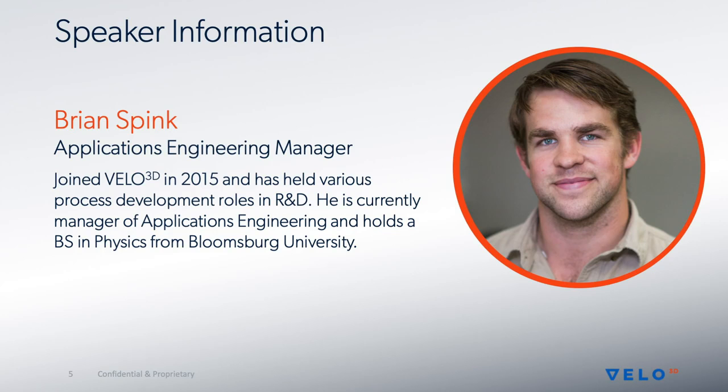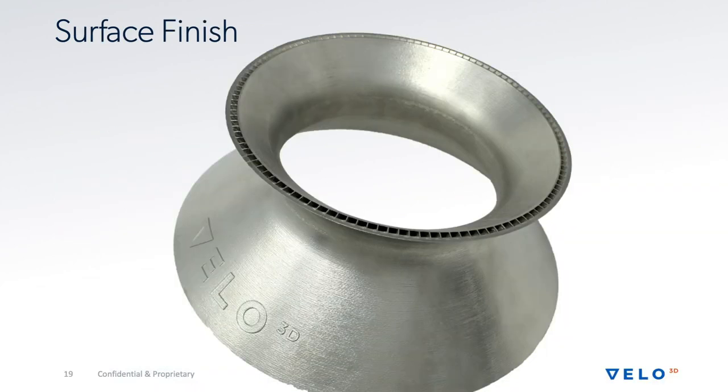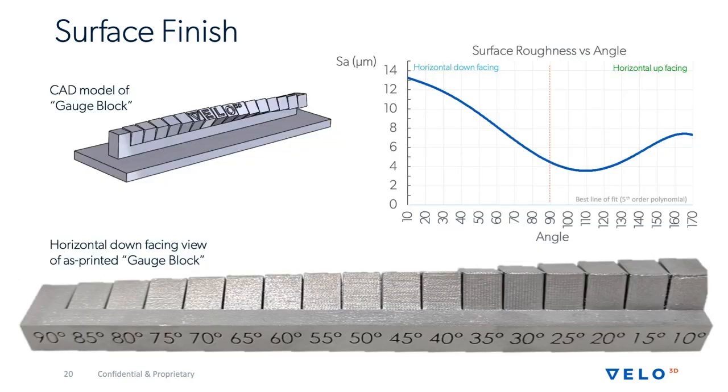All right, talk a little bit about surface finish characterization. Because of the layered nature of the process, the surface finish changes as a function of angle, because you have a step of each layer that comes out, and that step inherently increases the roughness.